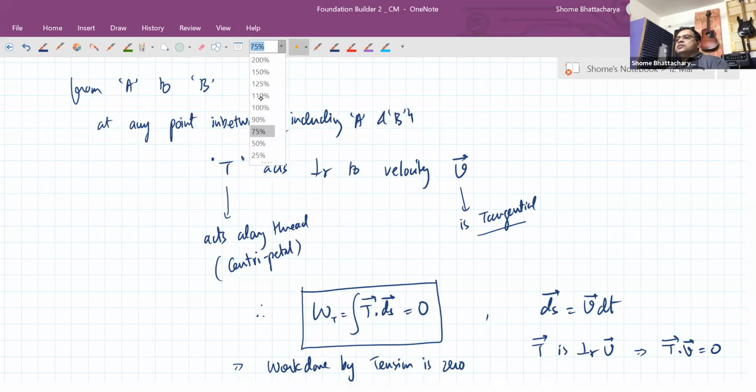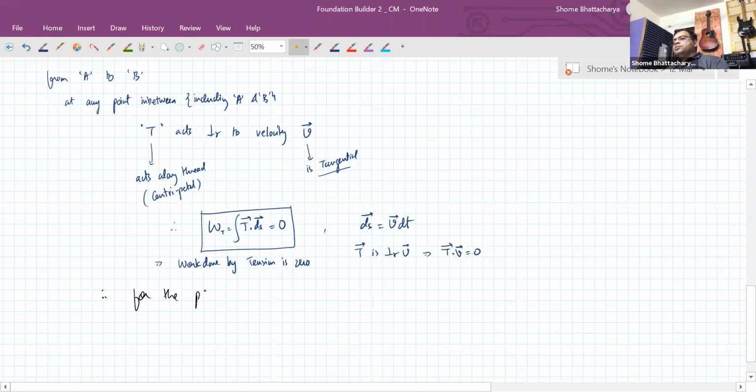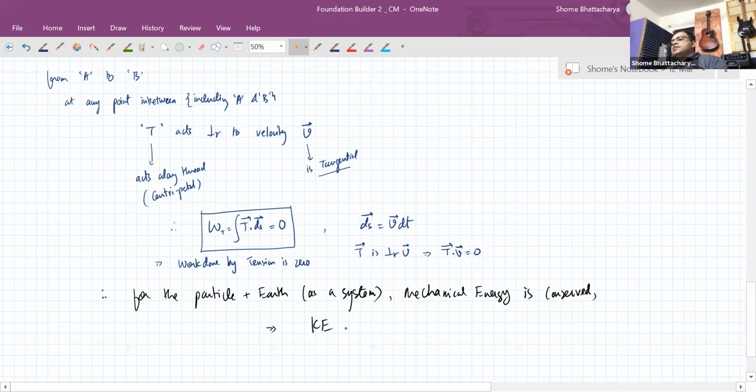So therefore we can say, for the particle plus the earth as a system, mechanical energy is conserved. That is, the sum of kinetic energy plus gravitational potential energy is constant.